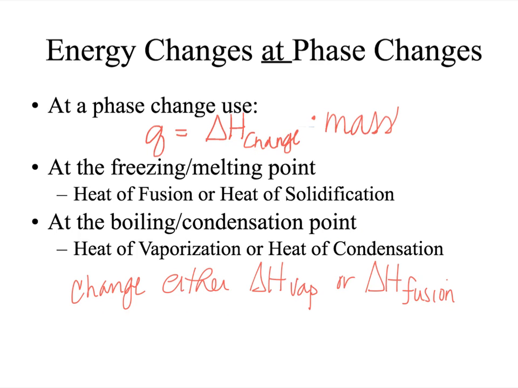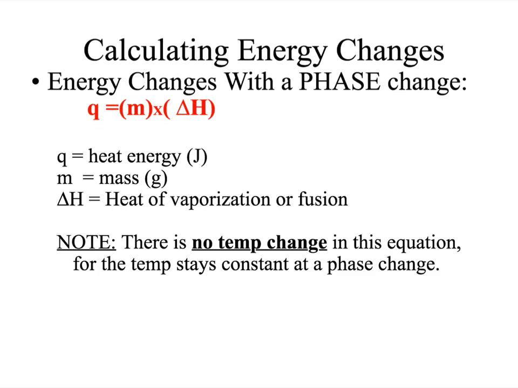If we're at phase changes, this is the formula we would be using: Q is equal to delta H of the change. That change is either going to be vaporization or fusion, times the mass. So here again is the formula. At phase change, you would use Q is equal to the mass times the delta H of either fusion or vaporization. Since there is no temperature change at phase change, you'll notice that there is no temperature included in this equation. So let's move on and do an example calculation.